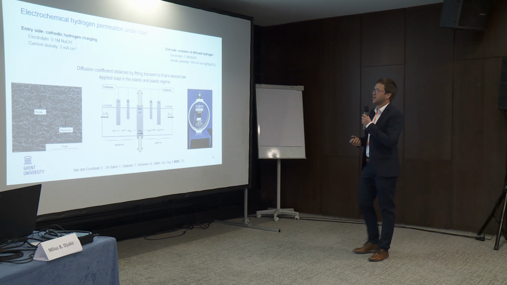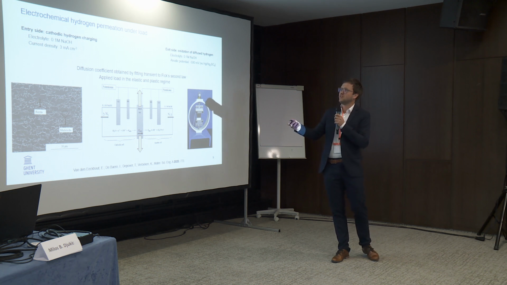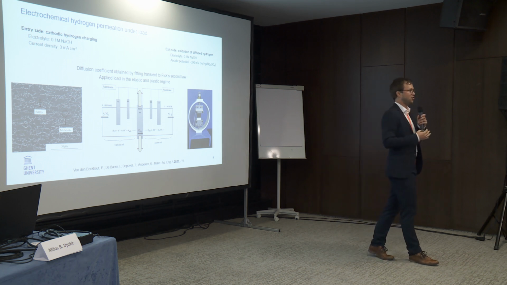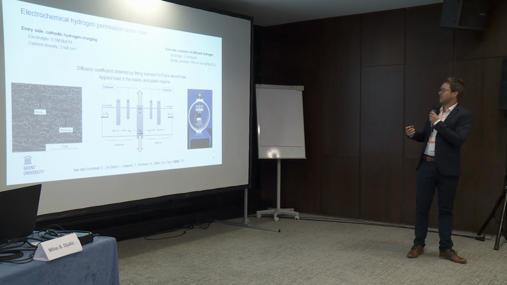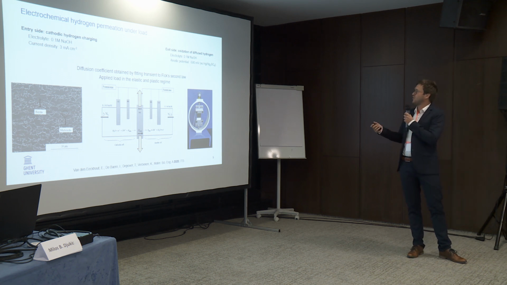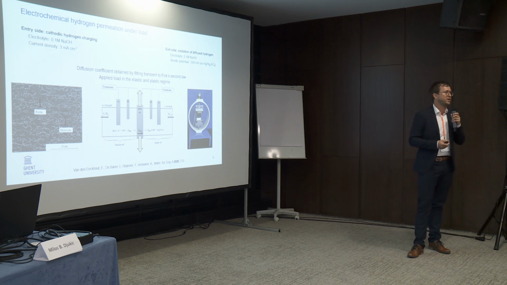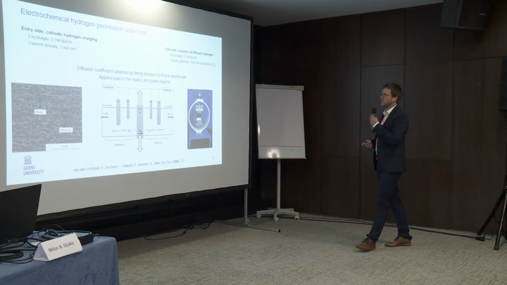I will not explain this totally to you because basically you know at the entry site we have cathodic charging. We introduce atoms of hydrogen, they can diffuse through the lattice. At the anodic site we have oxidation of hydrogen, and basically based on that curve you can determine the diffusion coefficient based on Fick's second law.